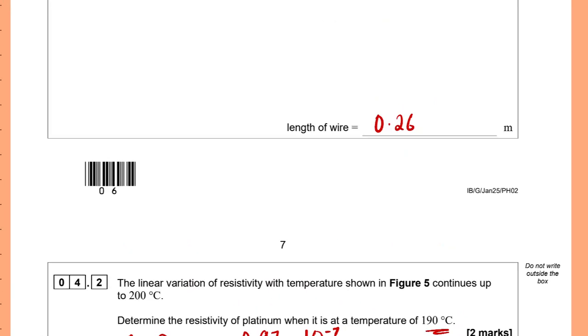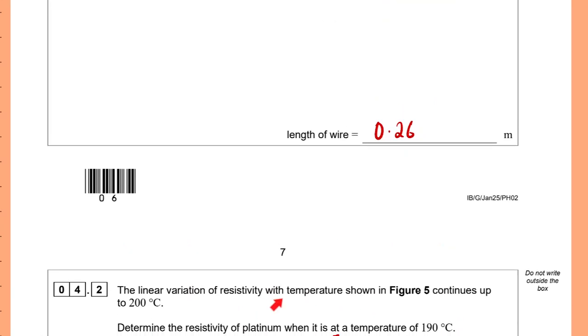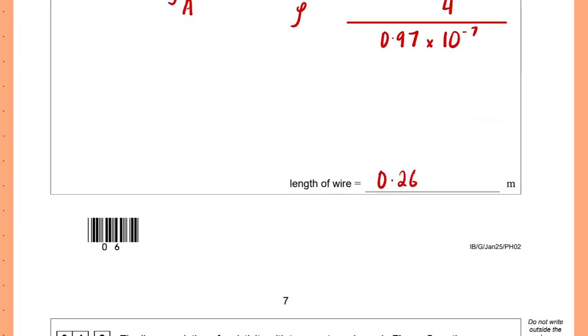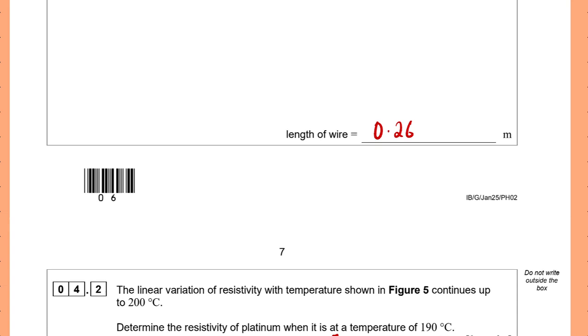Part 4.2 on variation: the linear variation of resistivity with temperature continues up to 200 degrees Celsius, even though the graph is shown only up to 90. So it's going to vary linearly up to 200 as well, is what the examiner says. And you have to find the resistivity when the temperature is 190 degrees Celsius.